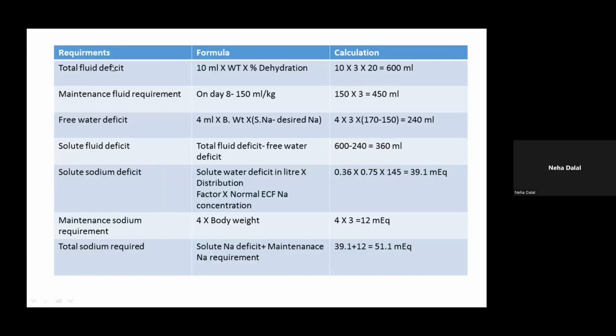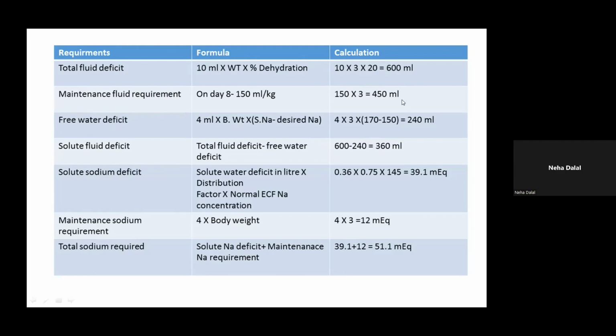So how to calculate all the deficits that we have been talking about? Total fluid deficit will be 10 ml per percentage. Birth weight was 3 kg in this baby, and percentage of dehydration was 20%. So it comes out as 600 ml. Then on day 8, if we are about to give maintenance fluid to this baby, it is 150 ml per kg. So this comes out as 450 ml.